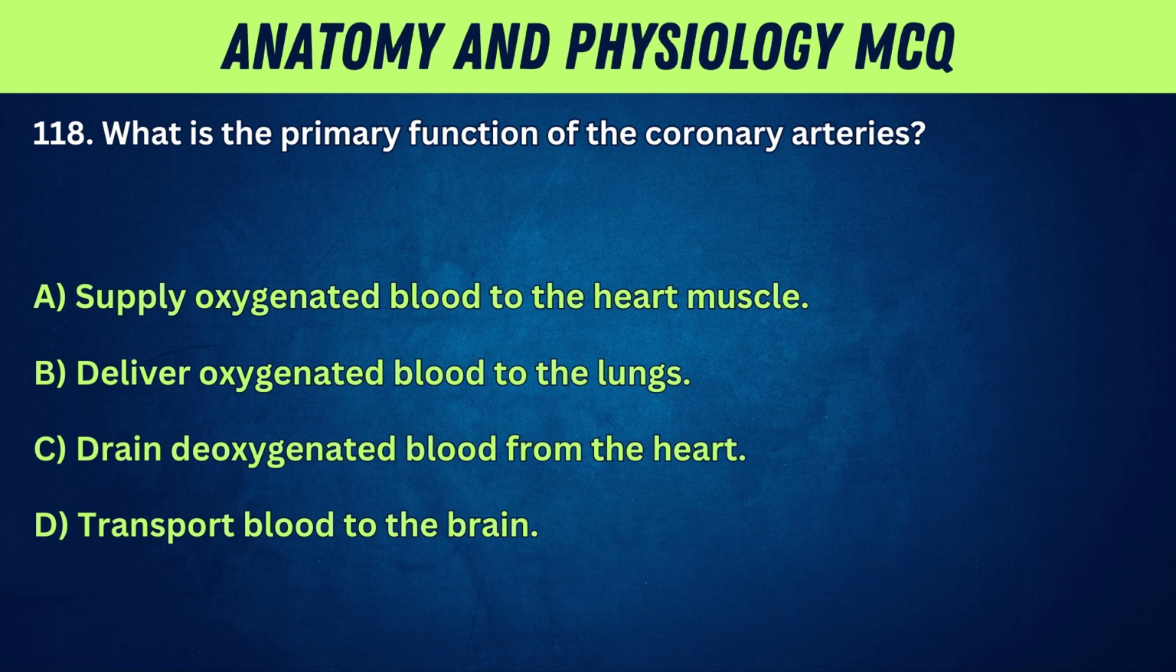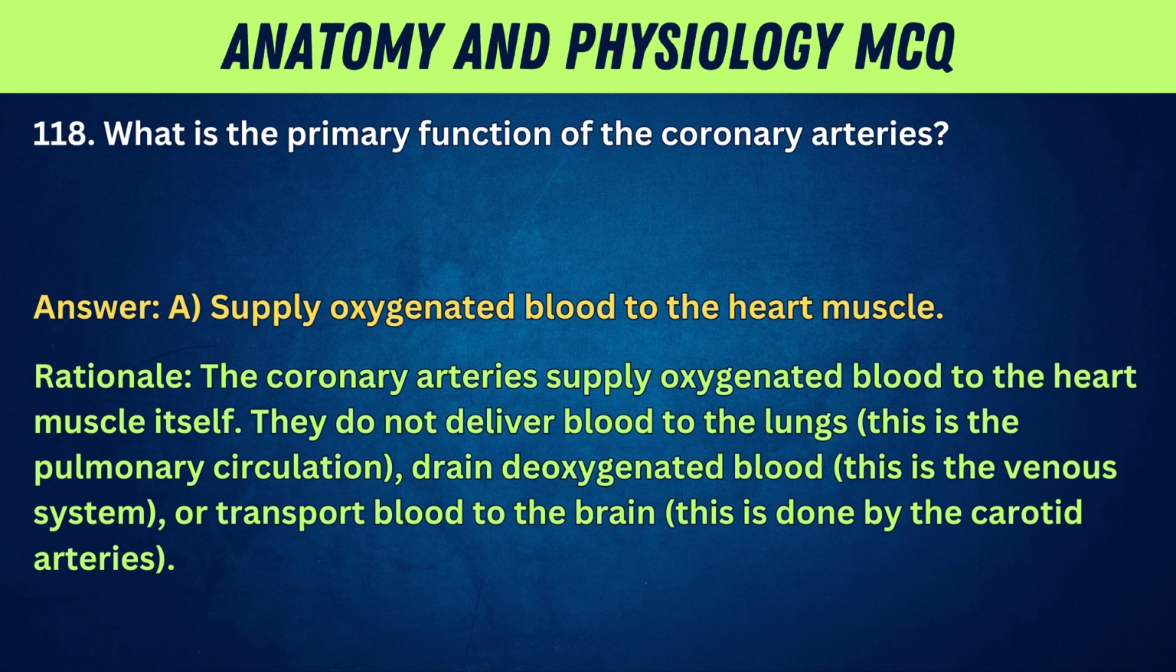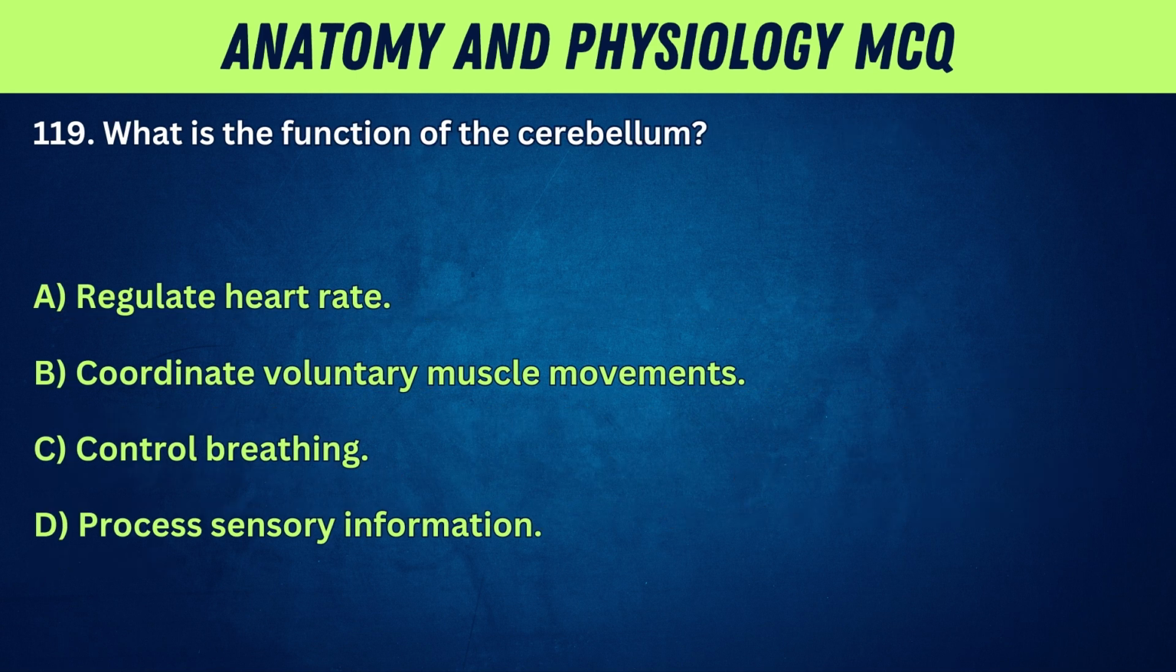Drain deoxygenated blood from the heart. D. Transport blood to the brain. Answer: D. Cerebrum. Rationale: the cerebrum controls voluntary movements, along with higher functions such as thought and sensation. The cerebellum coordinates motor activity and balance. The medulla oblongata controls autonomic functions, and the spinal cord transmits signals to and from the brain.